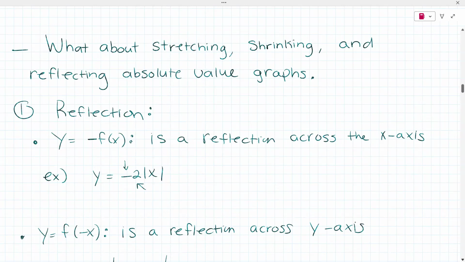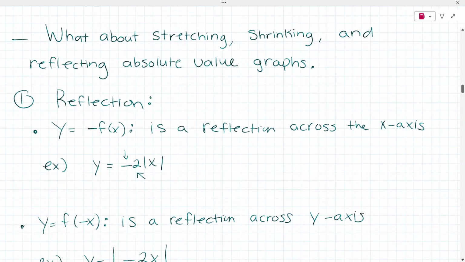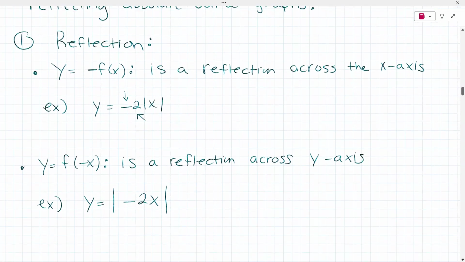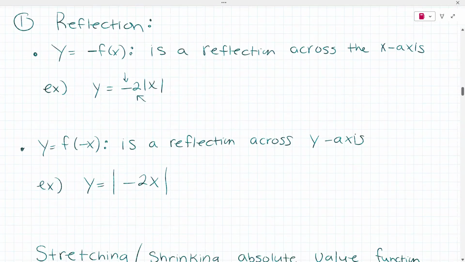Now, what about if you have a reflection across the y-axis? How do you know? The negative will be inside the absolute value. So an example, y equals absolute value of -2x. It's inside the absolute value, so you know it's a reflection across the y-axis.